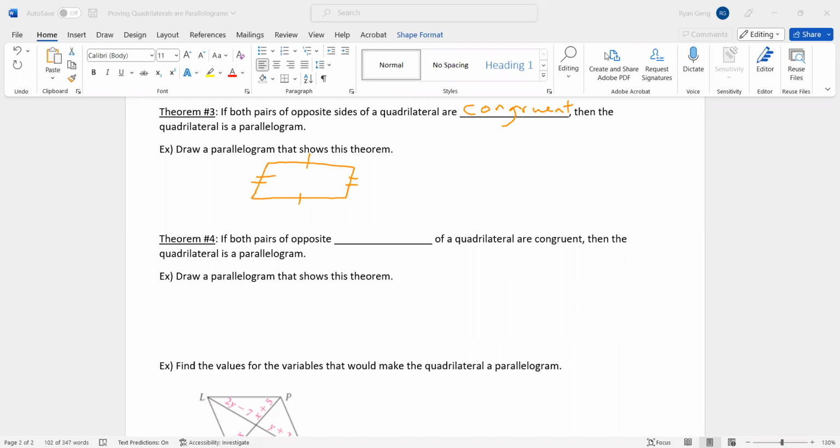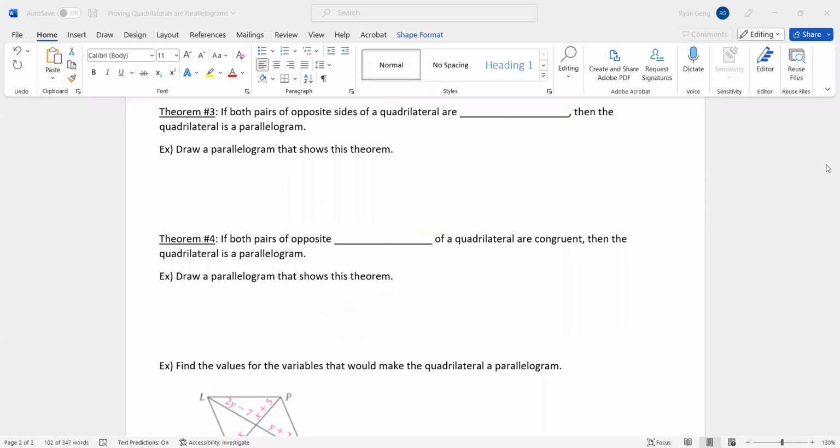Theorem 4. If both pairs of opposite angles of a quadrilateral are congruent, then the quadrilateral is a parallelogram. Okay. Try to draw this one. Try to pause it and draw it before I do. All right. So if I have a quadrilateral and this angle is equal to this angle, that alone is not enough. I need both pairs. So I need this congruent to this. And that would make a parallelogram. So that's the 4 theorems that prove that something's a parallelogram.